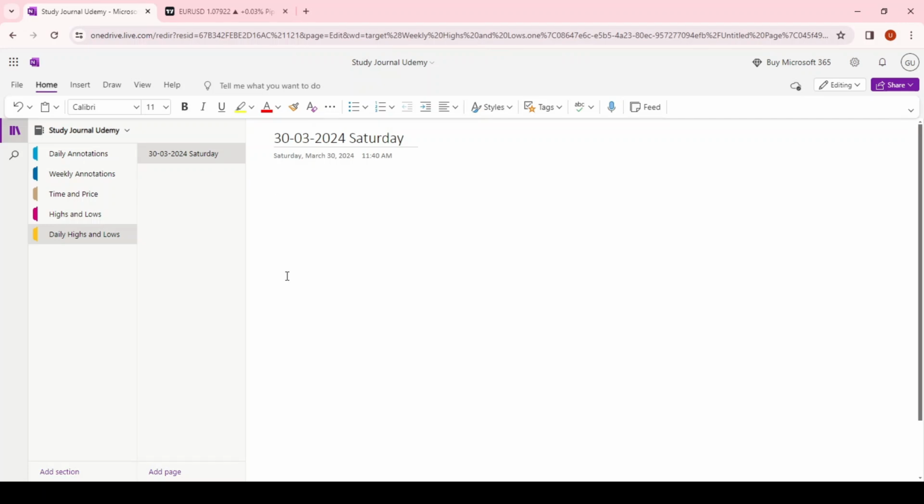So in this lesson we're going to be looking at daily highs and lows. The first thing you want to do is go to your study journal and add a new section, and you want to call it daily highs and lows. In this section we're going to be adding specific days' highs, the highest high of the day and the lowest low of the day. I'm going to show you in a chart example how you can go about doing that.